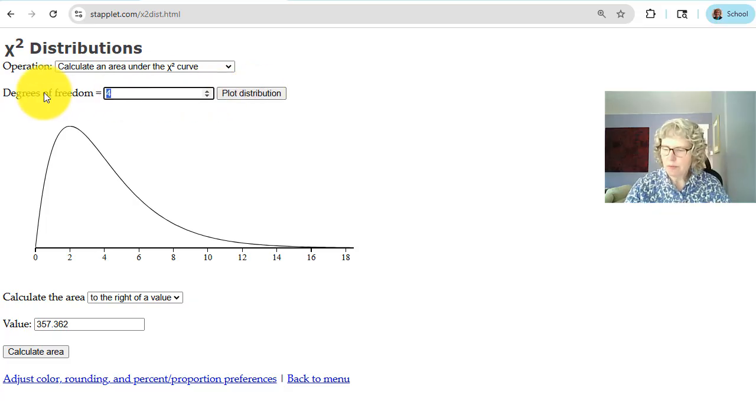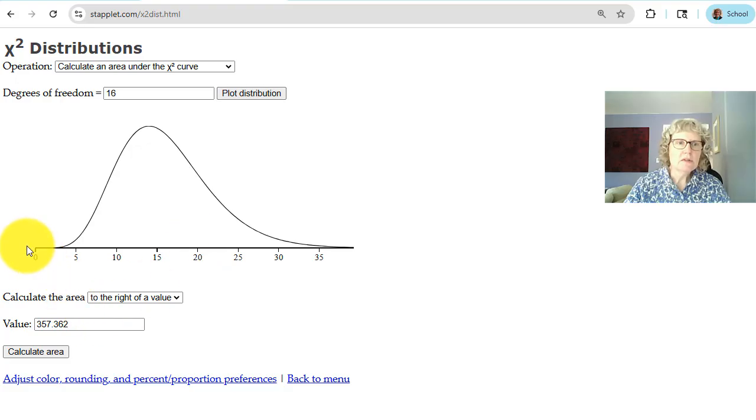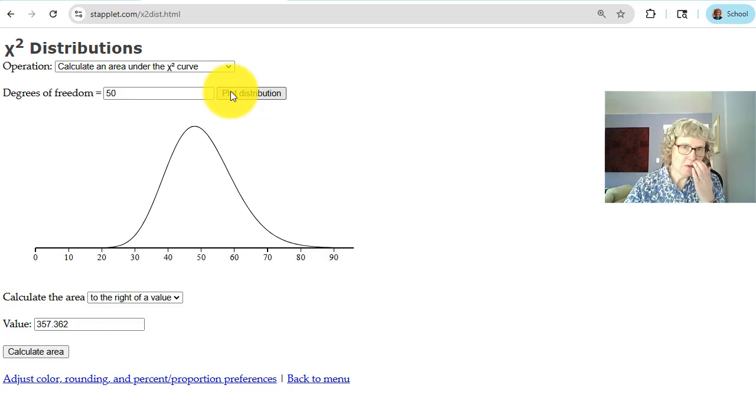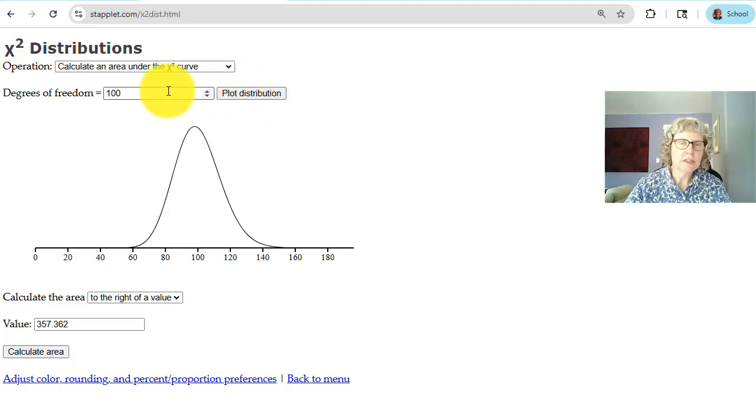What if I make this even bigger to 16? Okay, and then you can see it is really hard to get no error. It's kind of shifted over to the right and a little more symmetric, but still skewed to the right. So you can play with this, try 50. Ooh, so it might approximate a normal distribution. A lot of things do. Okay.